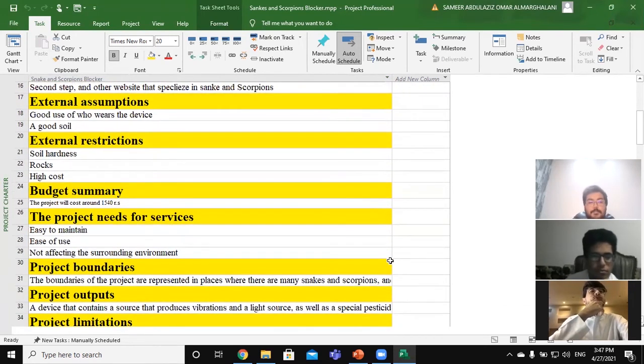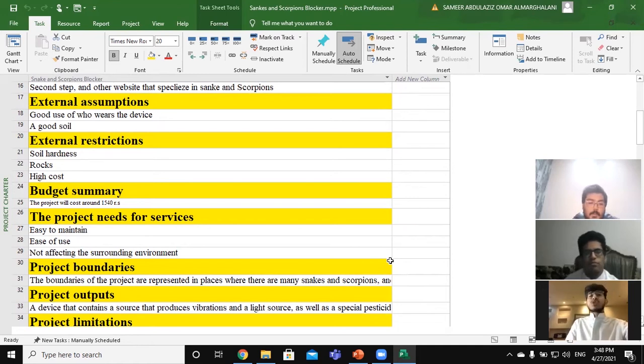We have two things about the assumptions: good use by whoever wears the device, and good soil. And external risks: soil hardness, rocks, and high cost. About the budget, the project will cost around 1,005 riyals. The project's service needs are that it is easy to maintain, easy to use, and does not affect the surrounding environment. And the project boundaries: the project is used in places where many snakes and scorpions live, in farms or desert.